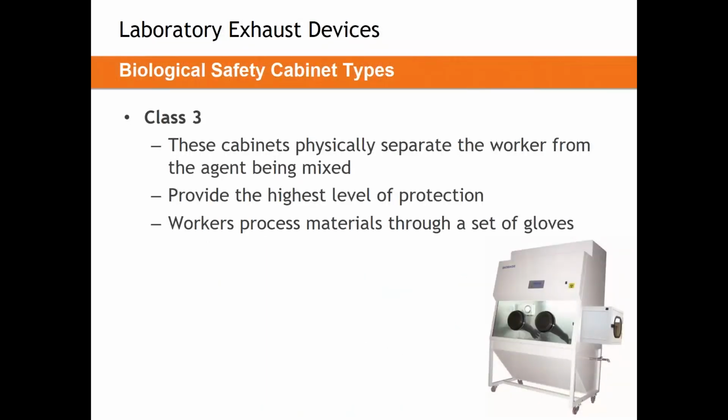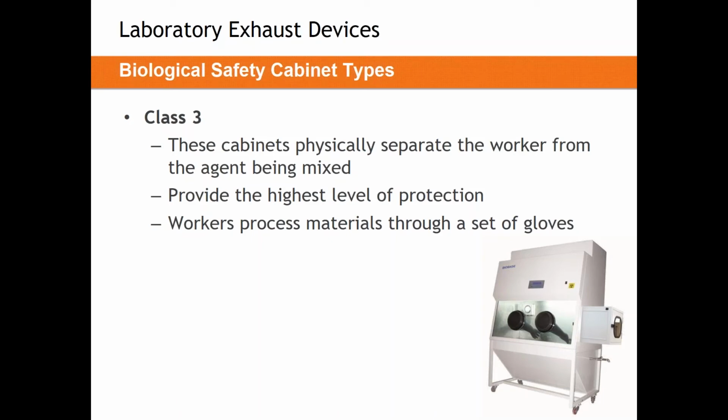The last is Class 3. So this isn't split into subcategories. These are sometimes called glove boxes. So at the beginning, we talked about bio cabinets and glove boxes. You can see very clearly on the right why we might call these a glove box. A Class 3 cabinet physically separates you from the agent being mixed. It's not just inflow of air. There's glass between you. There are the gloves between you and the agent being mixed.